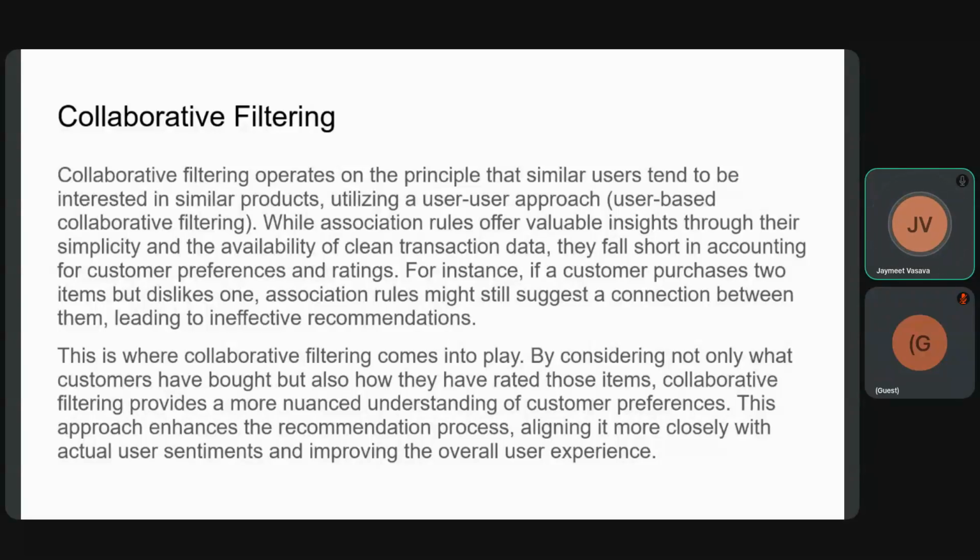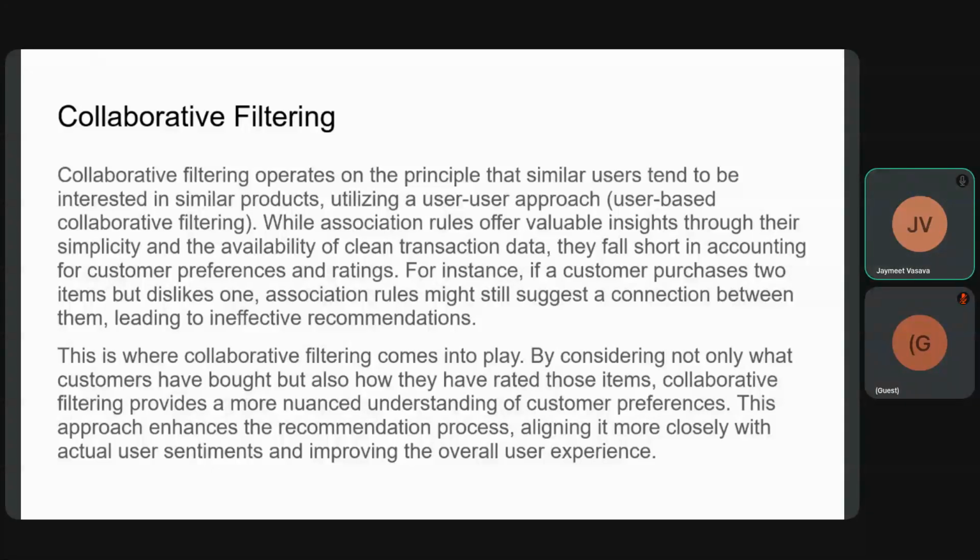Collaborative filtering operates on the basis that if similar users have bought similar items, then their interests must be similar. When we talk about users being similar and buying similar items, it becomes a user approach. The association rules that we discussed previously fall short in that they do not take customer feedback.